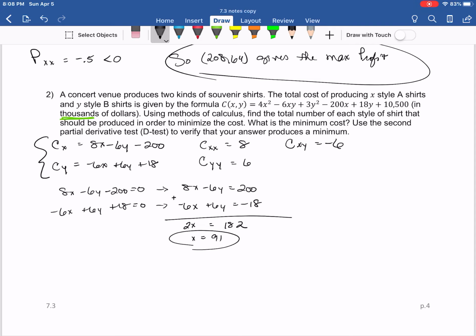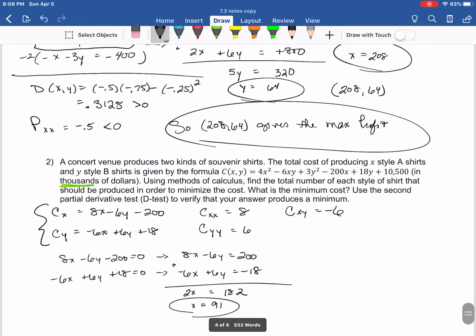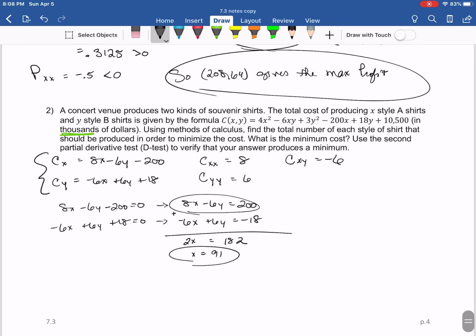X should be 91. So if I need to make 91 of style A shirts, let's figure out what Y should be. I'm going to plug x equals 91 back into any of my equations here that involve x and y. Let's use this one. So 8 times 91 minus 6y equals 200, and solve for y. Y is 88. Gonna make 88 of style B shirts.